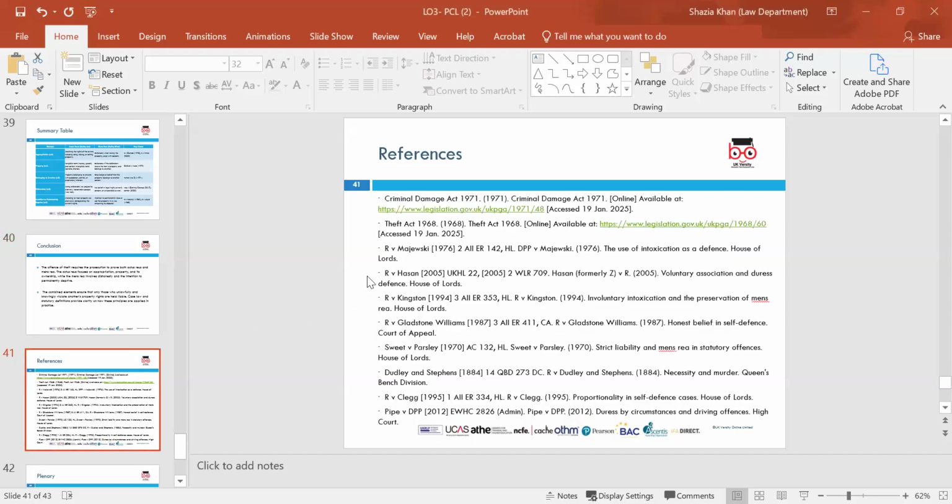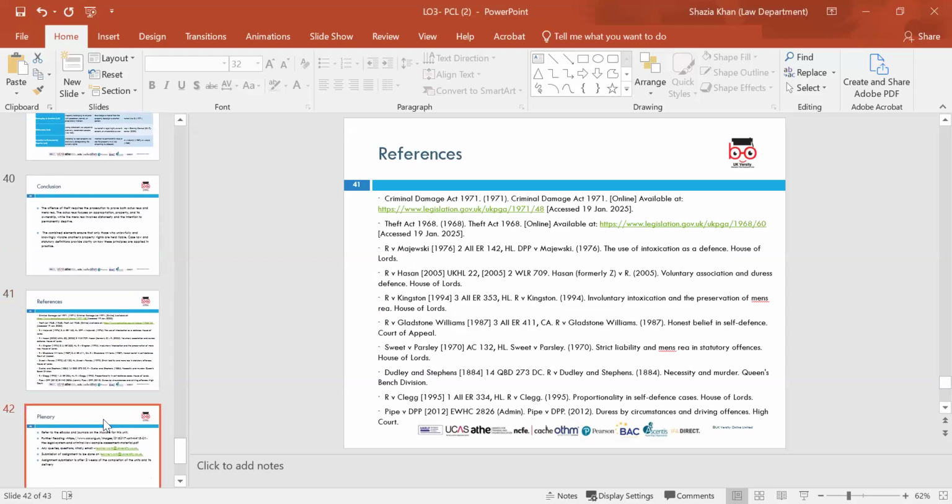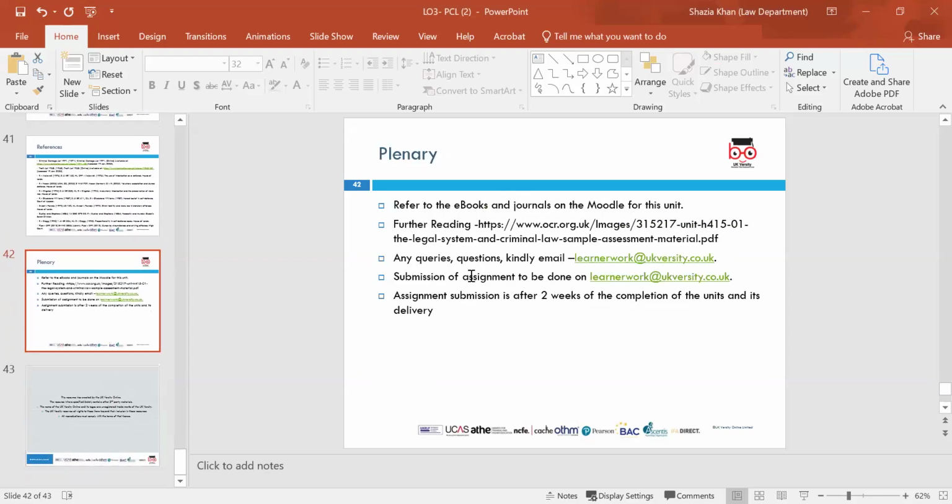These are some of the references we've used for today's session. The next learning outcome is learning outcome 4. These will all be recorded and put onto Moodle. Refer to ebooks and journals on Moodle for this, and also further reading. I've put a link on there, and that looks at criminal damage and the legal system in regards to any forms of criminal damage, for theft and the liabilities under criminal damage. So have a read of that.